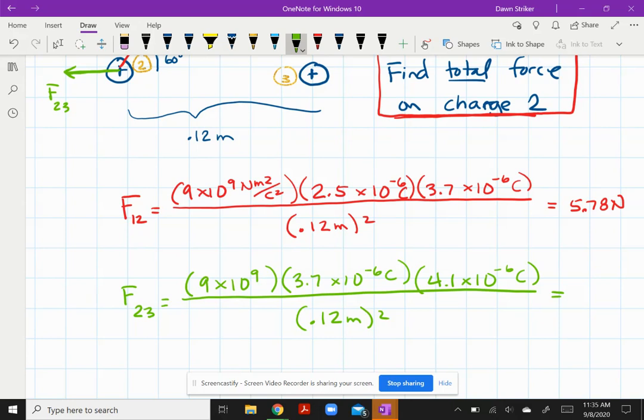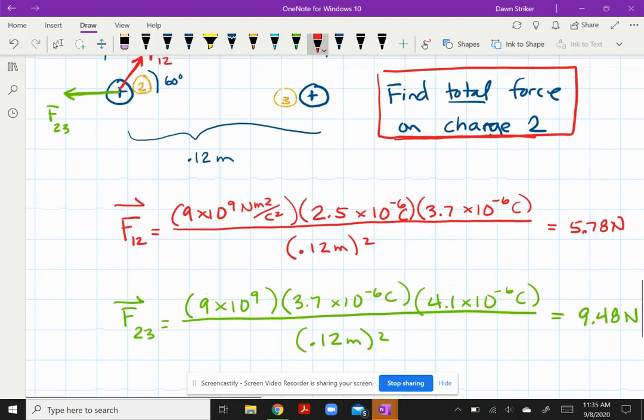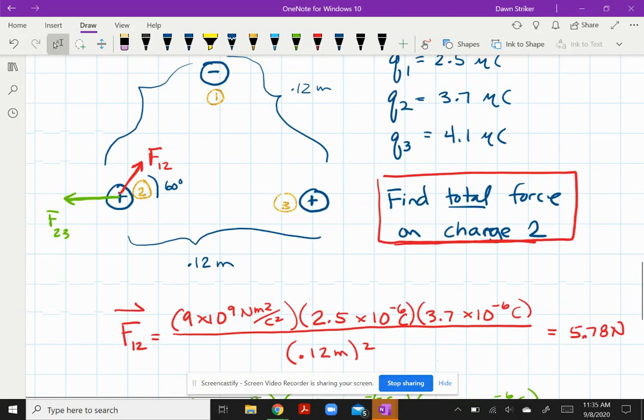I wonder if you can hear me typing out on my calculator. So I get 9.48 newtons. And again, I'm leaving that as 3 significant digits. So you can see that these vectors, and these are vectors, have a size. I've written the size down, but they also have a direction.